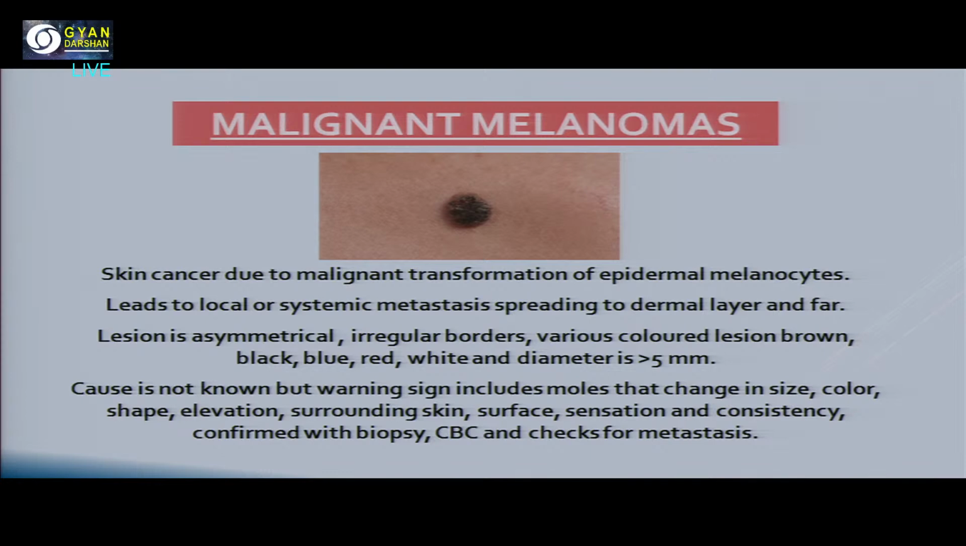Next is malignant melanoma. Melanoma means skin cancer. Skin cancer is usually a malignant transformation of epidermal melanocytes, which leads to local or systemic metastasis, which spreads to the dermal layer. The lesion, as you can see, is of various colors. There is an irregular border. It can be black, brown, or red.